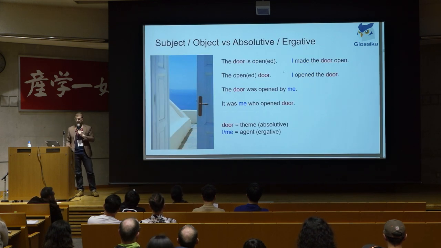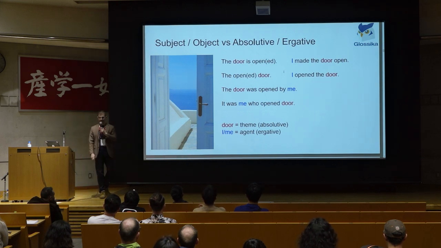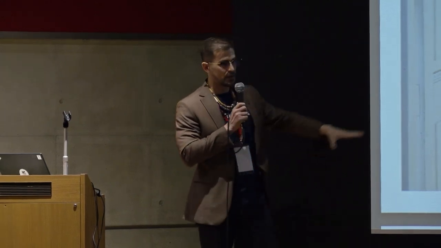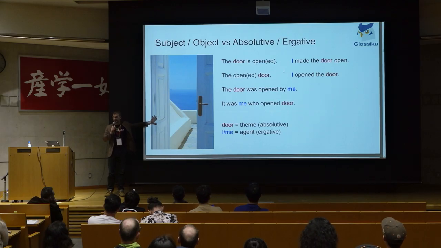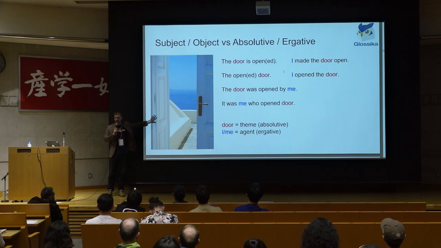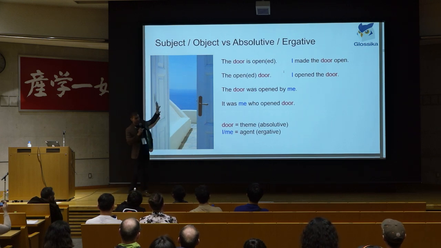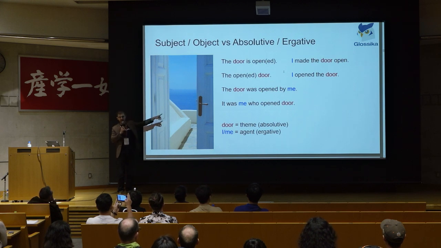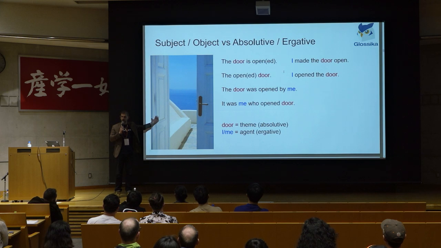Okay, so today I'm going to be talking about subject-object versus absolutive-ergative. Let's take a very simple example of a door. A door is a piece of wood that doesn't do anything. No matter what it does or what happens to it, it's always a theme. It's an absolutive thing. It's just absolutely a door. It's never going to do anything, right? It's dead. So whether the door is open or I open the door, why do I have to change anything about the concept of this door? Why do I have to change it into an accusative case?